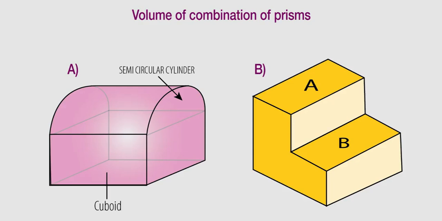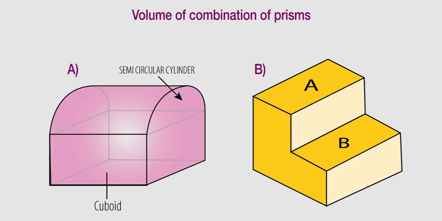Let's look at volume of combination of prisms. Now, this is a case where you may have two different prisms in one shape. The volume of prisms formed by combining two basic solids will be the sum of the volumes of the individual prisms. Take a look at these prisms. When we consider the diagram labeled A, it is a combination of prisms, which is made up of a semicircular cylinder and a cuboid.